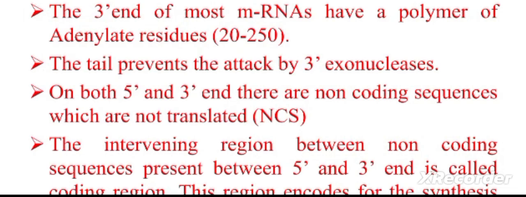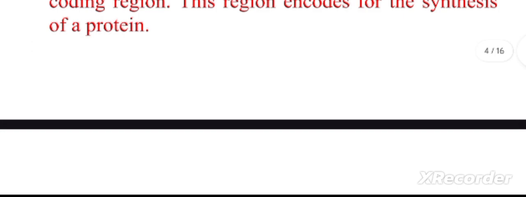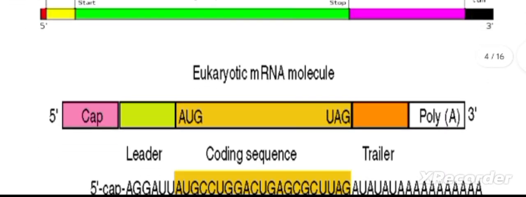On both the 5' and 3' ends there are non-coding sequences that are not translated. That is, we see here the NCS, non-coding sequences. The intervening region between the non-coding sequences, present between the 5' and the 3' ends, is called the coding region. So this region encodes for the synthesis of a protein.